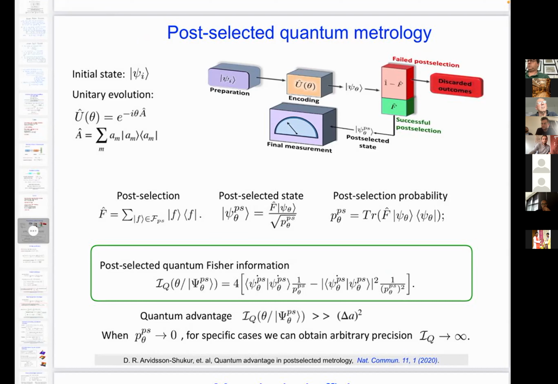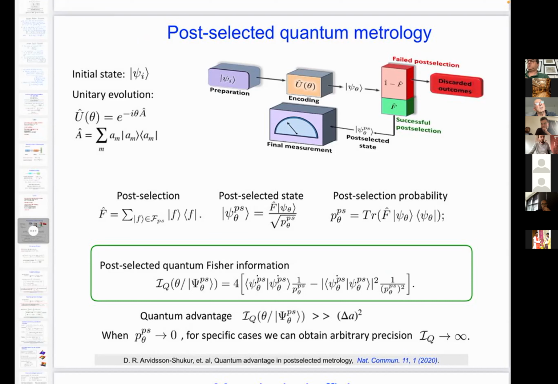So keep it in mind, the procedure that we are asking for, in order to have this kind of metrological protocol, you need to have pure states, and the encoding procedure, which is going on in the yellow block, has to be a unitary encoding. So these two restrictions have to be maintained. After that, you need to have some post-selection.